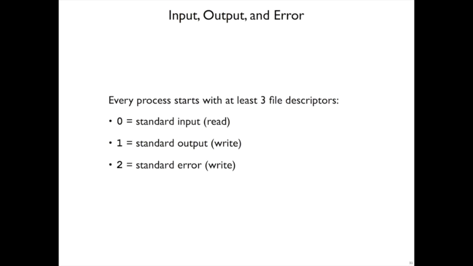Speaking of communicating among processes, the way that works is that every process starts with at least 3 file descriptors. 0 corresponds to the input to that process. 1 and 2 are outputs, but different kinds of output. So 1 is normal output, and 2 is output that's meant to report an error or otherwise be treated as an error case. So these are just integers, but that's because file descriptors are represented as integers.